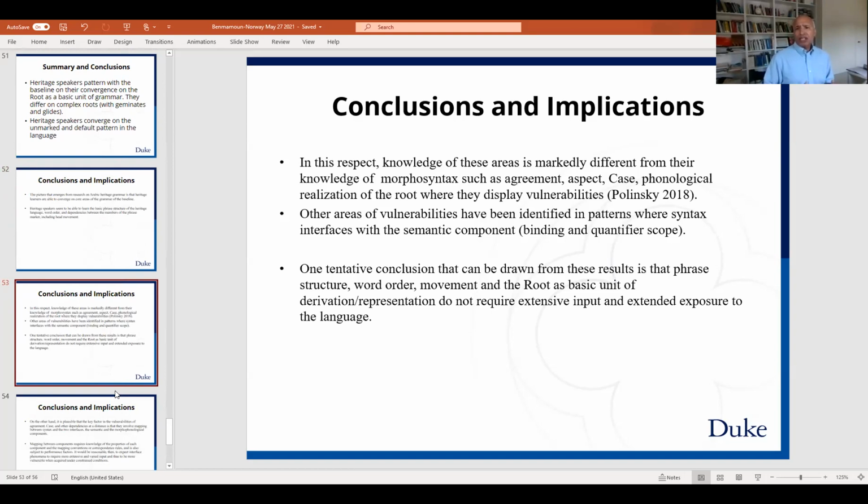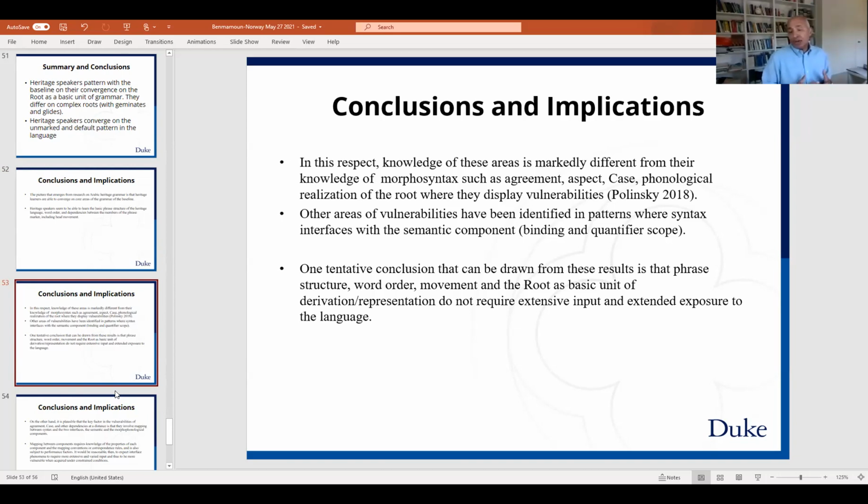The areas where they are different from the baseline are things of morphosyntax. And as many people here, Jason, as many others know, those are really the areas where we have found differences: agreement, aspect, cases, phonological realization of the roots. Those we have found, what some people call vulnerabilities, and these are areas where you are really looking at the interfaces, including interfaces with the semantic components. For example, O'Grady has found differences with quantifier scope, negation and things like that, binding and negation.